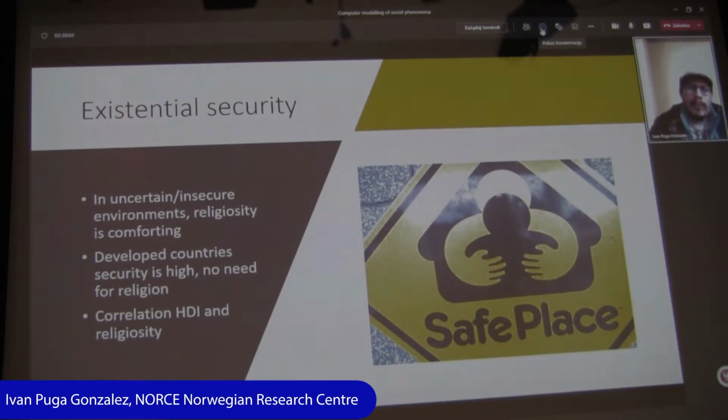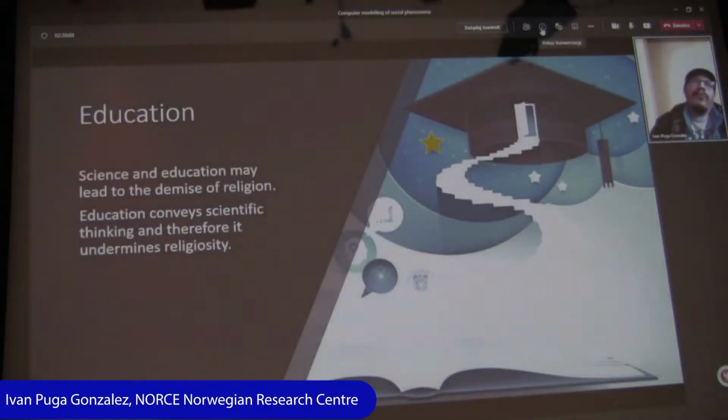Then we come to education. The argument for education is that the higher the attainment of education, the more analytical, the more critical the individual becomes, right? Education conveys this kind of scientific thinking that may be in contradiction with religious beliefs, right? So those individuals who are highly educated may start to decrease those religious beliefs.